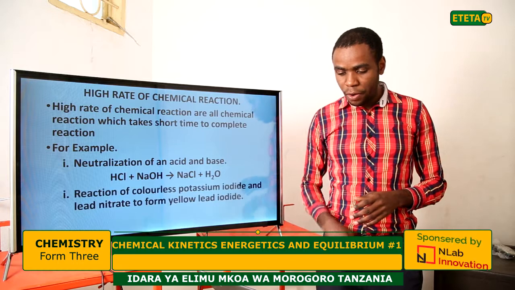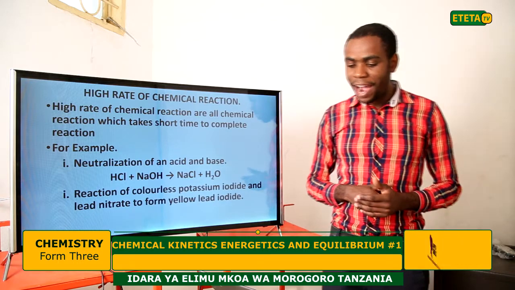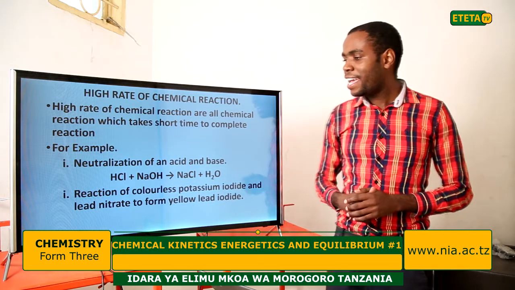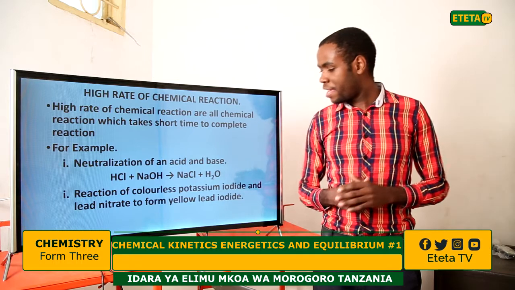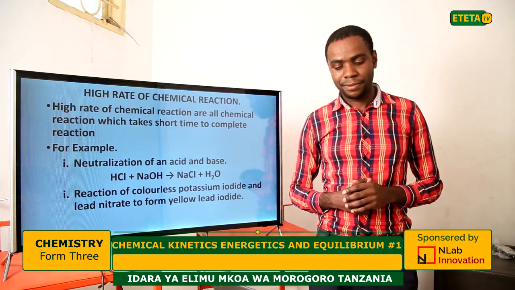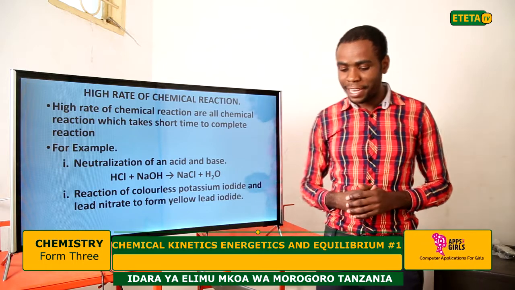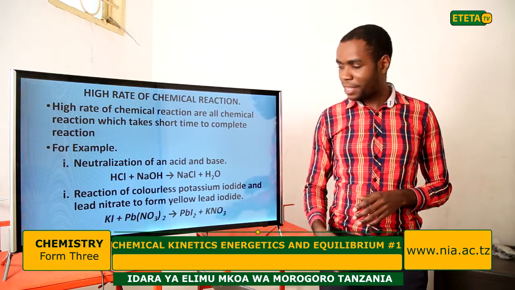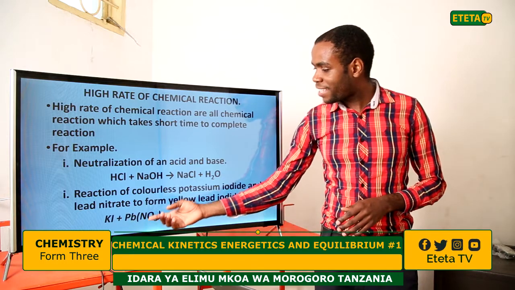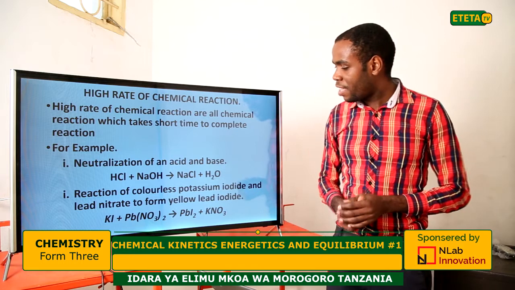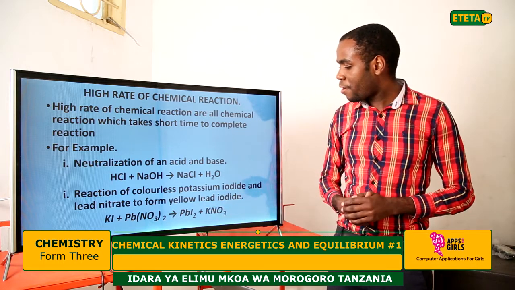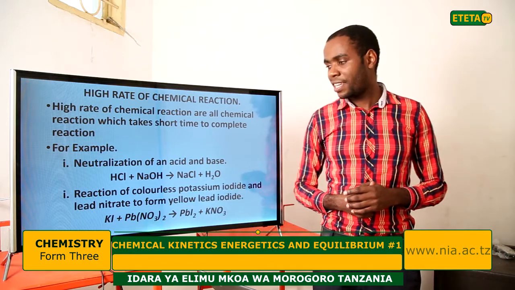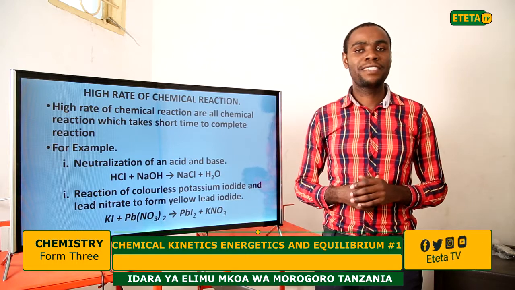Another example of a reaction which has a high rate of chemical reaction is the reaction of colorless potassium iodide and lead nitrate to form yellow lead iodide. Potassium iodide, once reacting with the lead nitrate, forms lead iodide. This reaction is a double displacement reaction, and it takes place very fast.